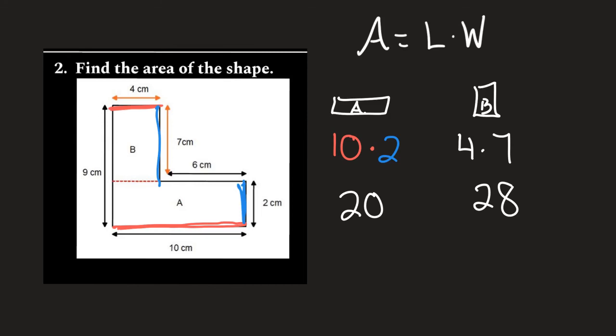But for a compound area, we need to put those two together. So 20 plus 28 makes 48. And because it is area, we should label it centimeters squared. And that's all they had to do on that problem.